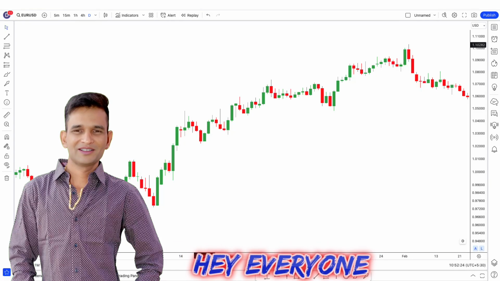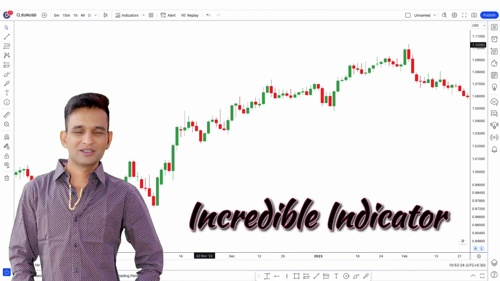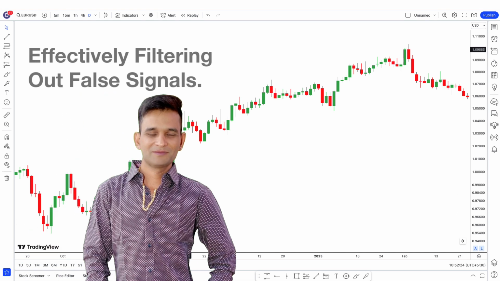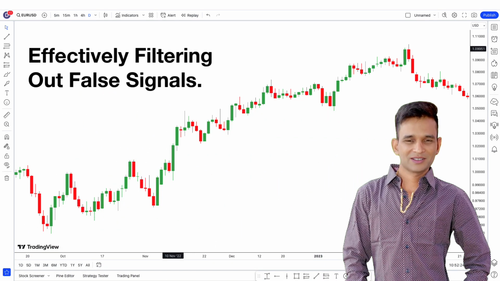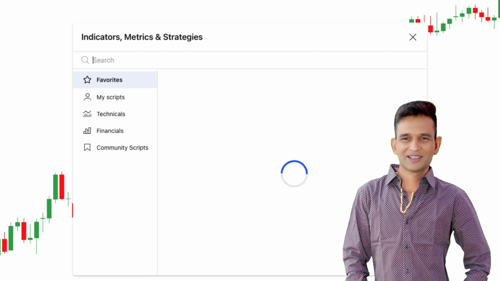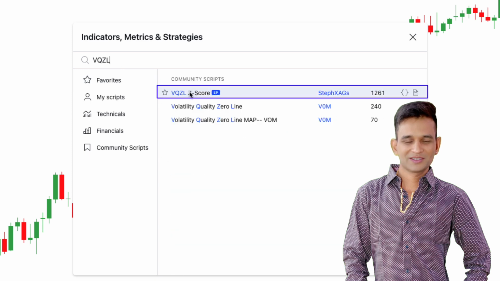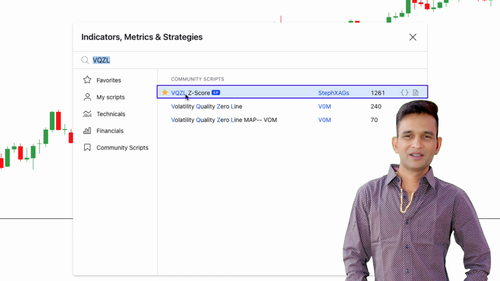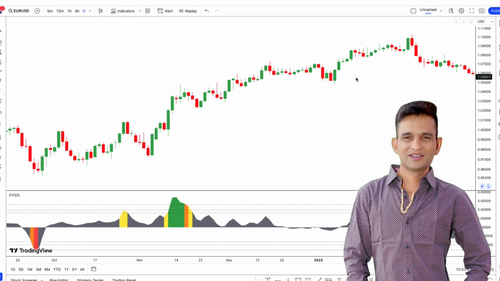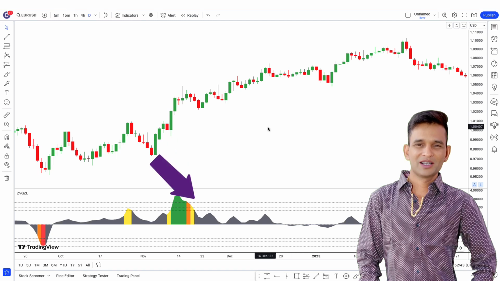Hey everyone, in today's video, I'm thrilled to share an incredible indicator on TradingView that can significantly enhance your trading strategy by effectively filtering out false signals. To add this powerful indicator to our chart, we click on the Indicators tab and search for FxAccurateUS Z-score. This one, which is an editor's pick indicator, is written by someone named FxAccurateUS. Alright, this is the indicator, and as you can see, it's added here below the chart.